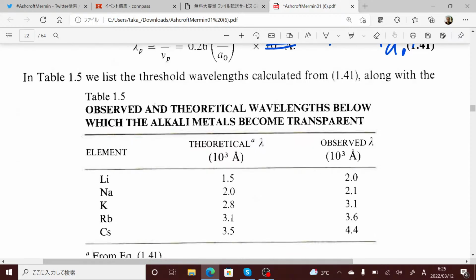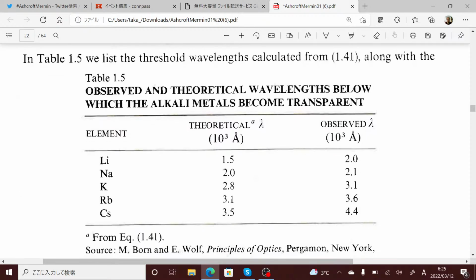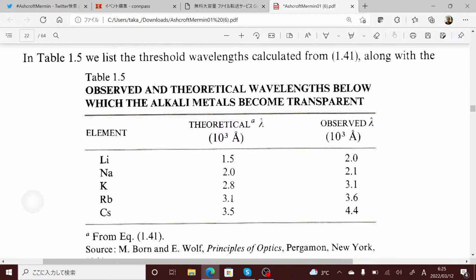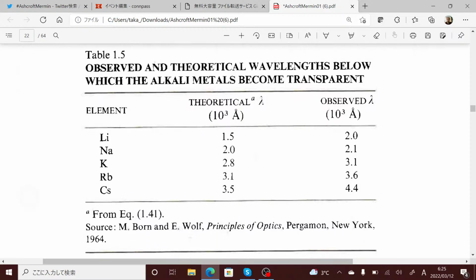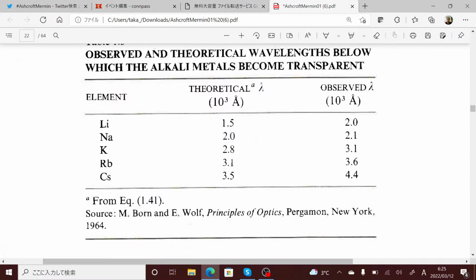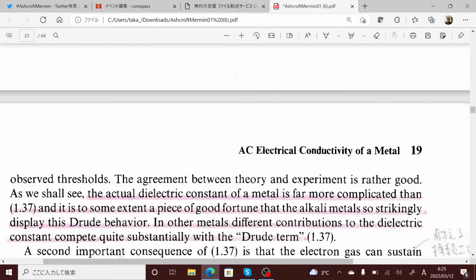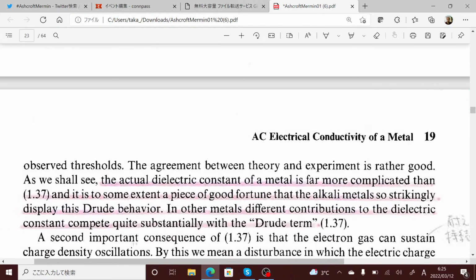Sodium 2.0, 2.1, potassium 2.8, 3.1, rubidium 3.1, 3.6, cesium 3.5, 4.4. The agreement between theory and experiment is rather good.